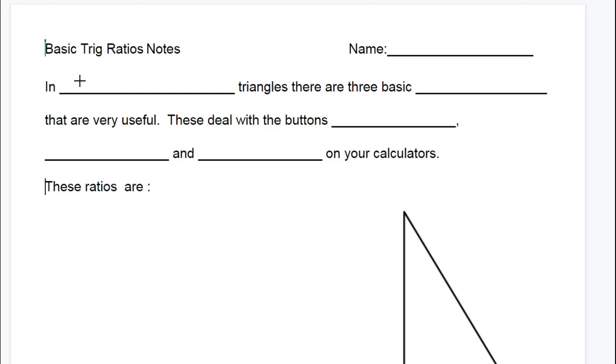So, in right triangles, there are three basic ratios that are useful. And you've seen these before, though you may not have known what they were. If you've looked at a scientific calculator or a fancy calculator, you might have seen the buttons that look like this. You have sin, cos, and tan. Sin is short for sine, cos is short for cosine, and tan is short for tangent. And we're going to get into what those three ratios are in this video.